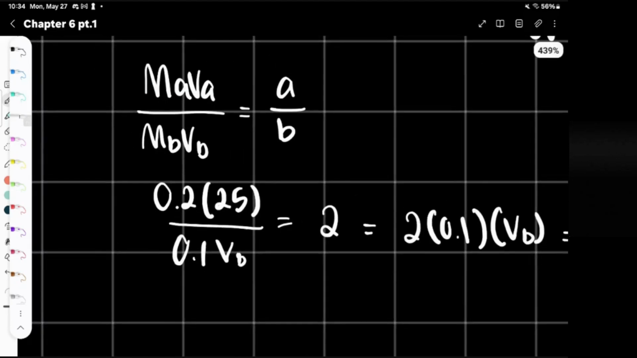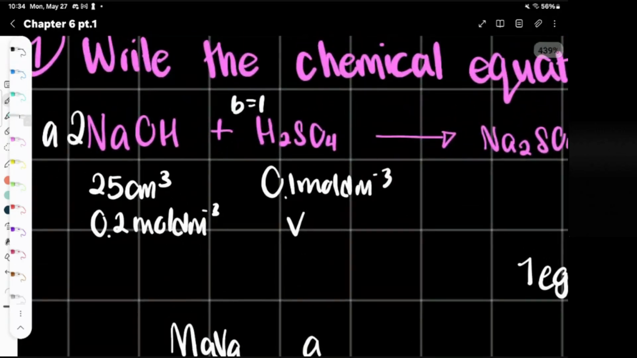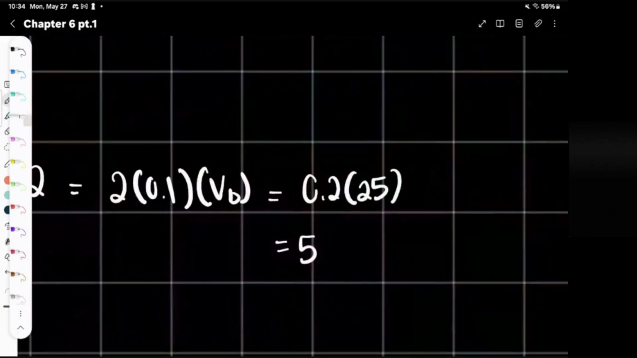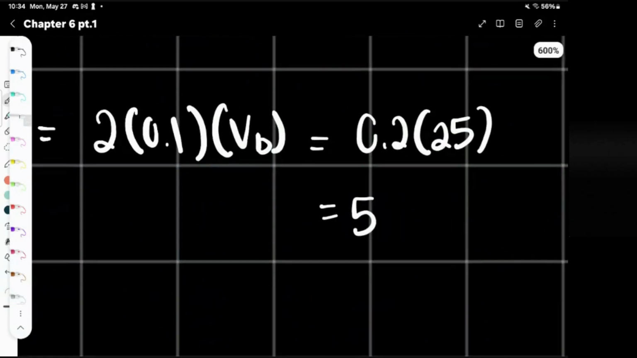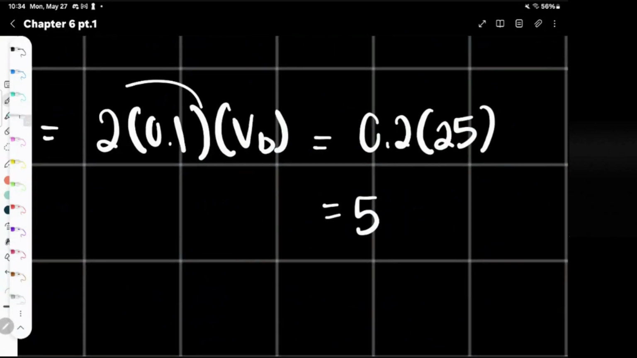Do you understand or not? Okay. So this one should be 5. Now 2 times 0.1 should be 0.2.